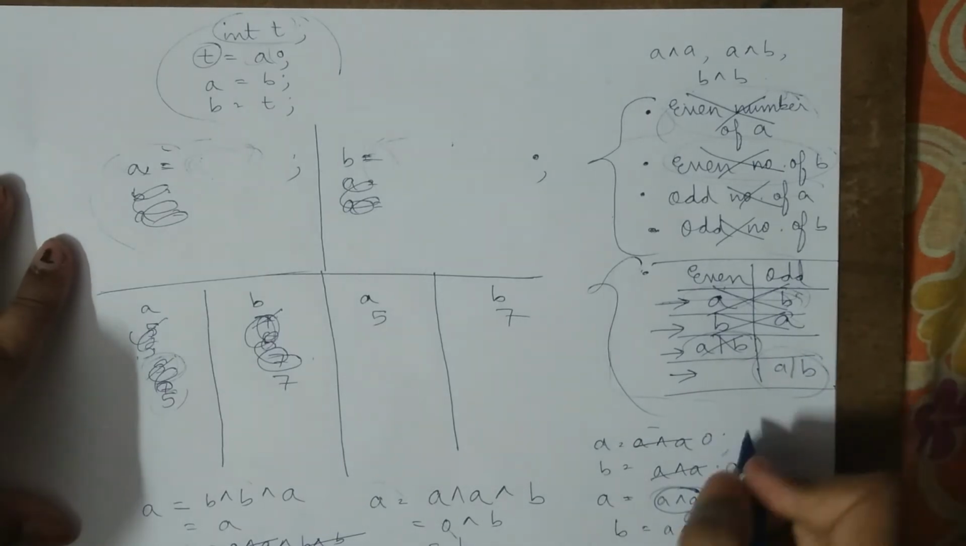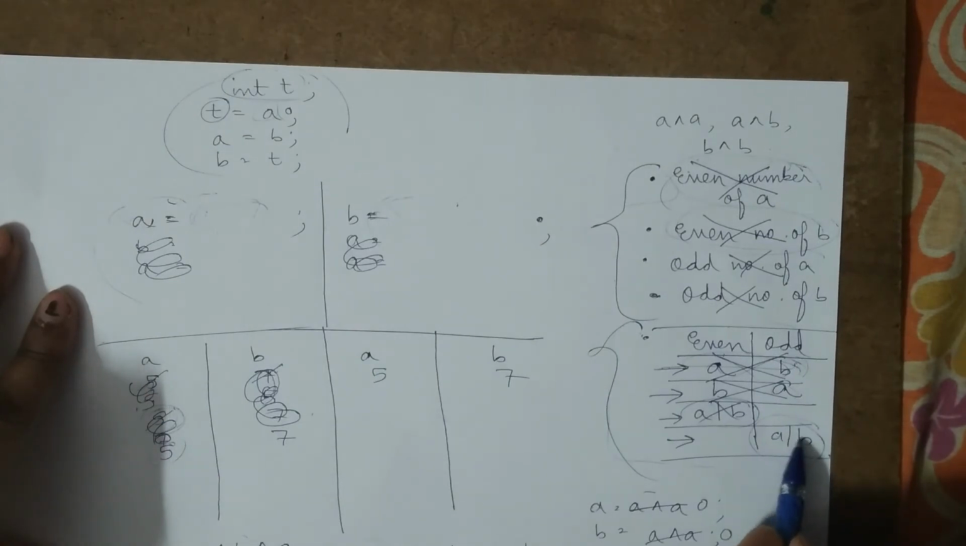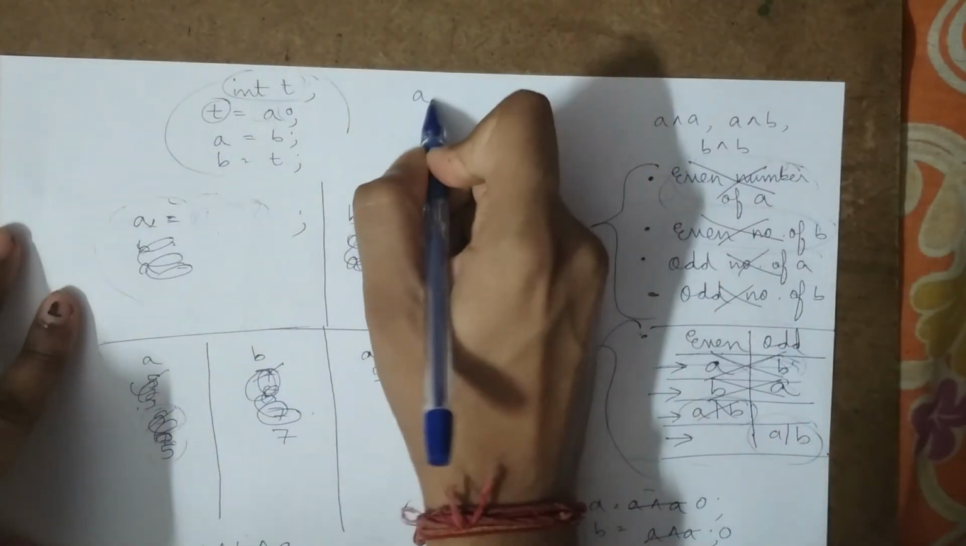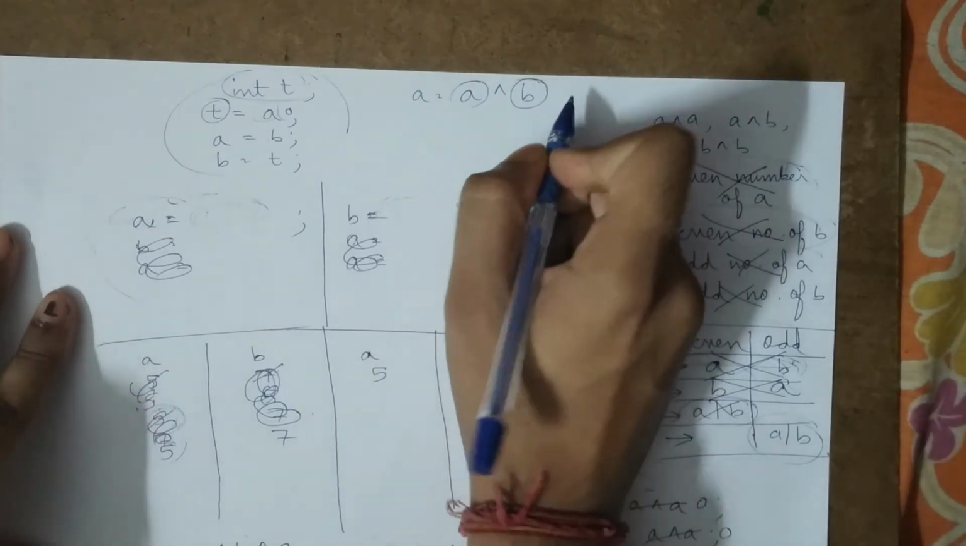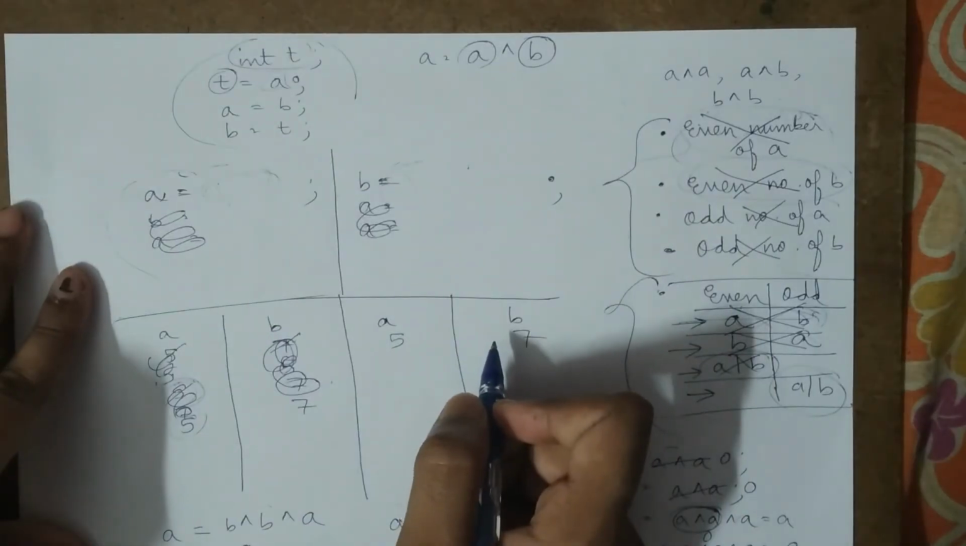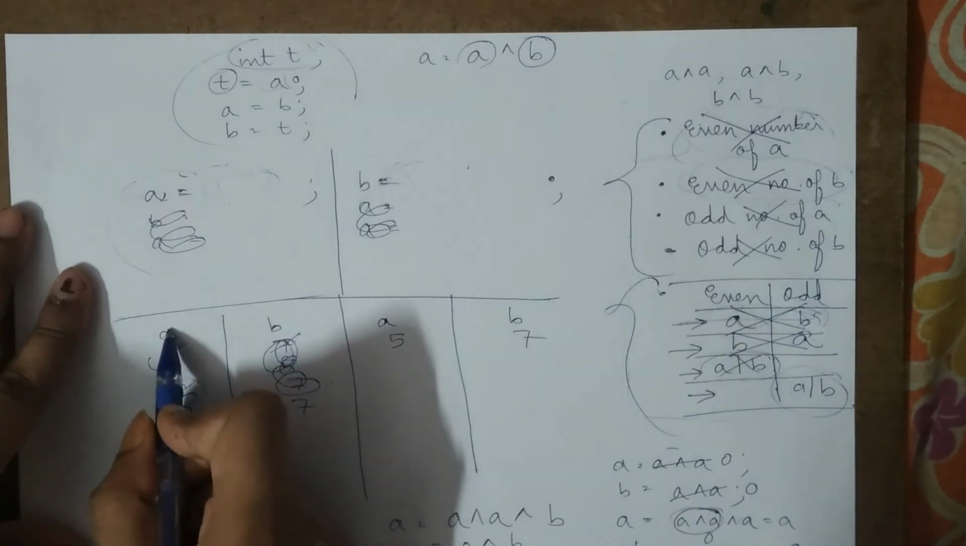Okay, so now what is the final thing that we can do? We are taking a odd number of times and b odd number of times. So we will do something like a is equals to a odd number of times, one time I'm taking, and b odd number of times, so I'm taking one time. Okay, so what is happening is that this 5 was already present in a.